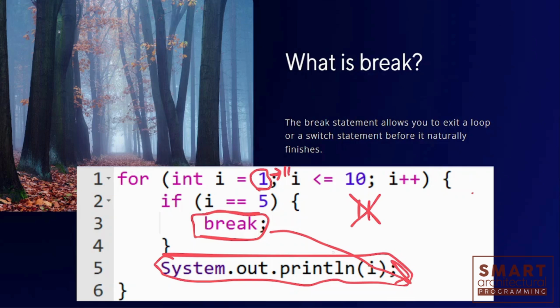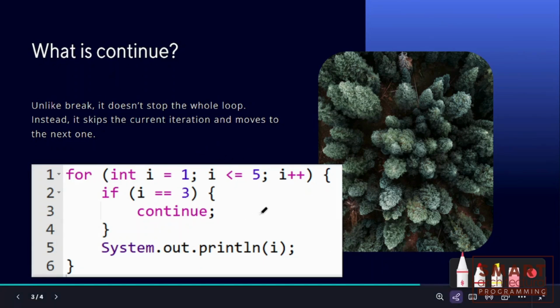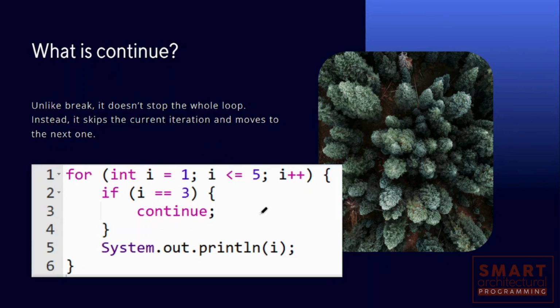So let's move on to the next thing, which is the continue statement. Unlike break, it doesn't stop the whole loop. Instead, it skips the current iteration and moves to the next one. What do I mean by that? In the break statement, when we hit 5, it didn't print 5. After printing 4, on the 5th iteration, where the i counter is 5, it saw the break statement, the condition was met, and it exited out of the loop.